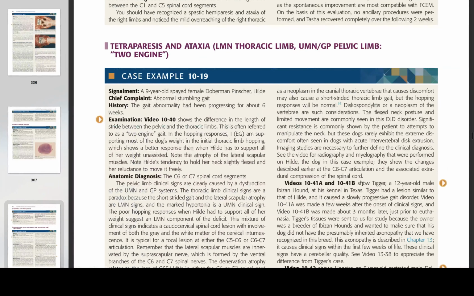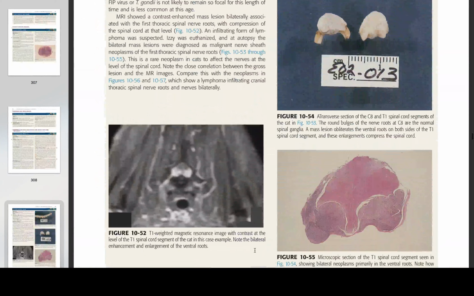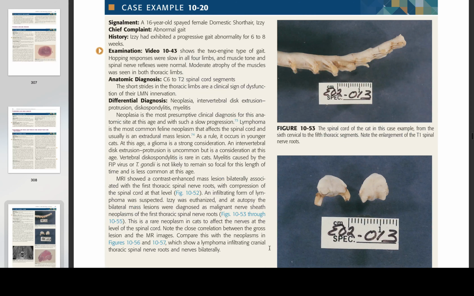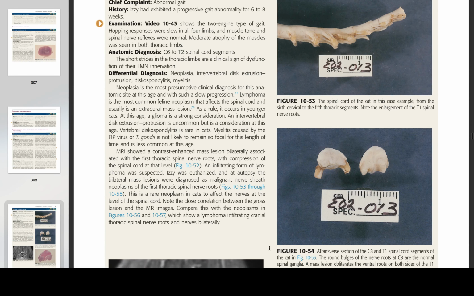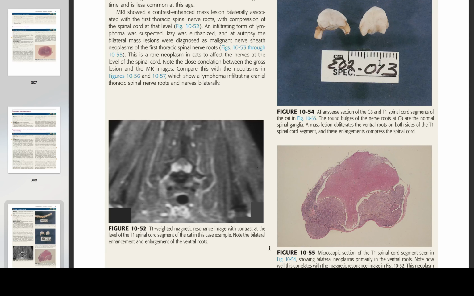An intervertebral disc extrusion/protrusion is uncommon but is a consideration at this age. Vertebral discospondylitis is rare in cats. Myelitis caused by the FIP virus or T. gondii is not likely to remain so focal for this length of time and is less common at this age. MRI showed a contrast-enhanced mass lesion bilaterally associated with the first thoracic spinal nerve roots, with compression of the spinal cord at that level, Figure 10-52. An infiltrating form of lymphoma was suspected.